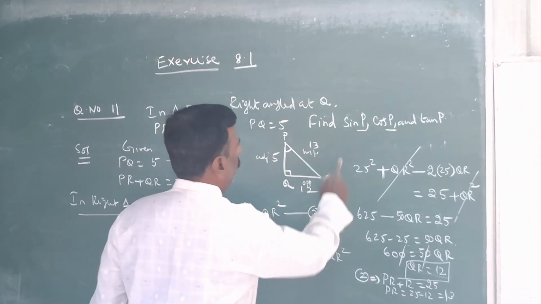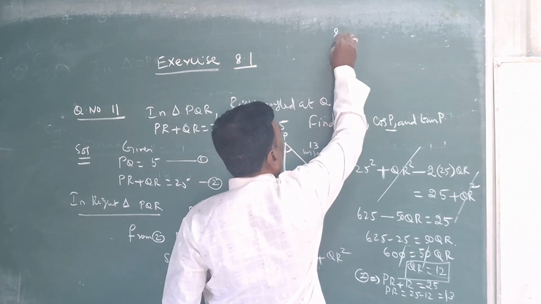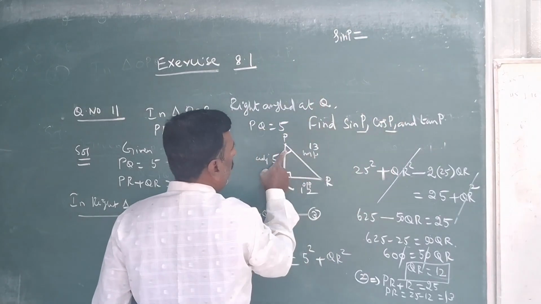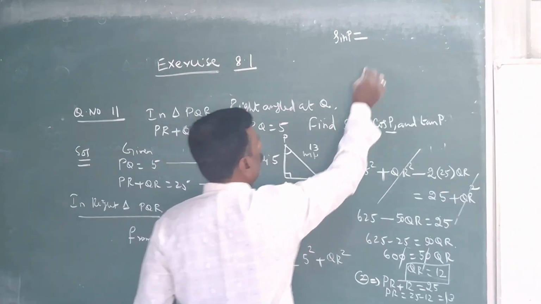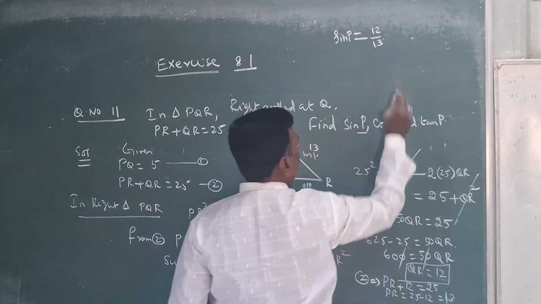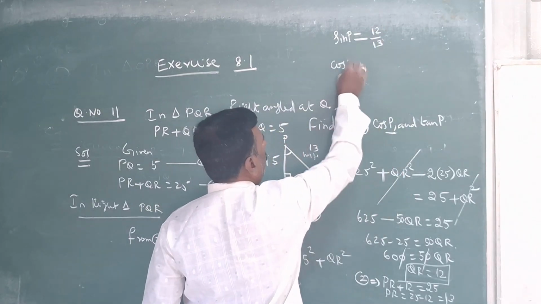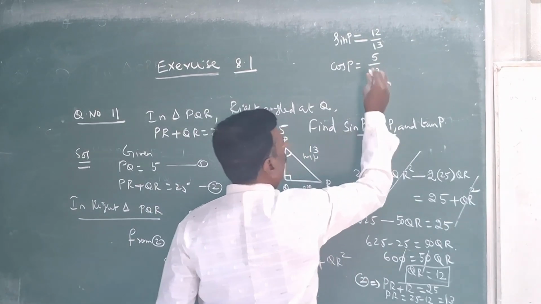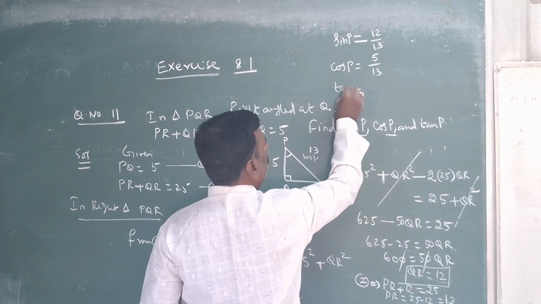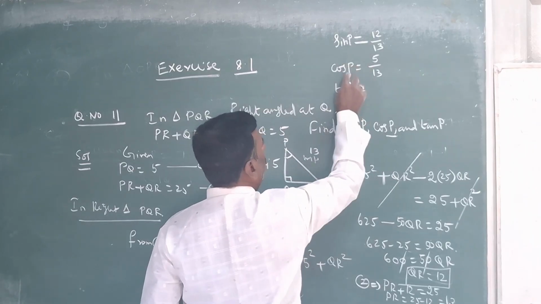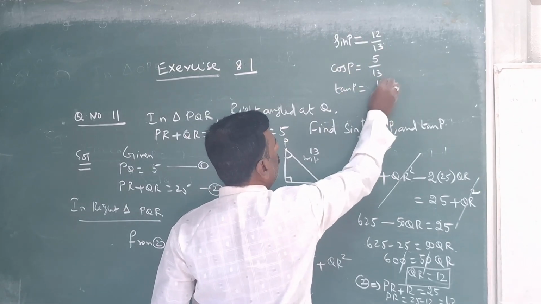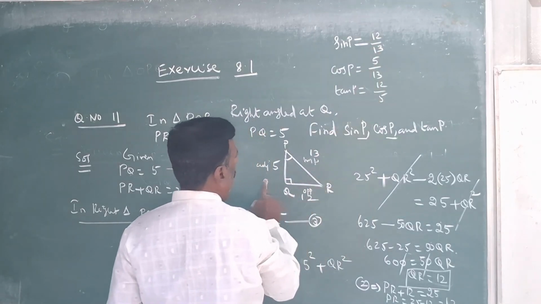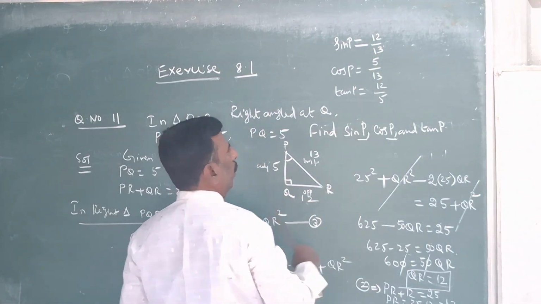Now we have to find the value of sin P. Sin P, sin theta, opposite side by hypotenuse, 12 by 13. Next cos P. Cos P equal to adjacent side by hypotenuse, 5 by 13. Next tan P. You know very well tan P is sin P by cos P. Both the denominators will cancel, 12 by 5. Otherwise it is opposite side by adjacent side, 12 by 5.